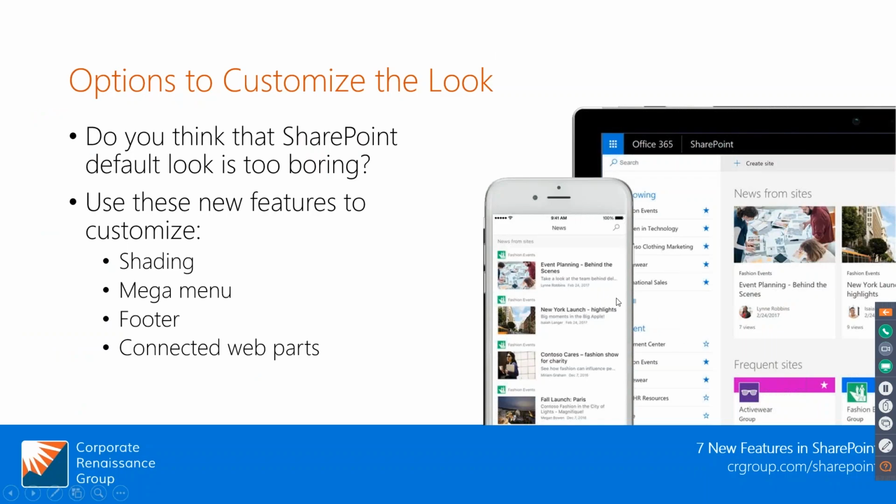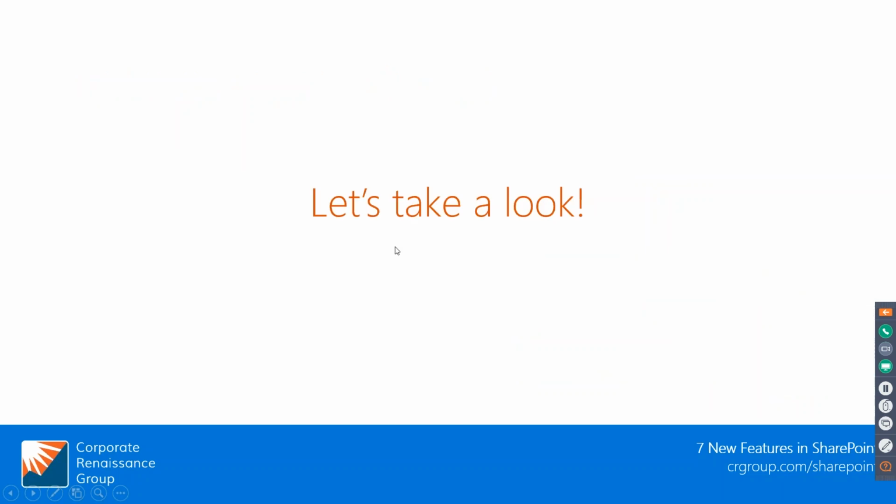Okay. So now we want to talk a bit about some of the new options to customize the look. If you think the SharePoint default look is too boring, or you just want to jazz it up a little bit, there's some new features that you can use to customize it. There's shading, there's the mega menu, there's footer, and you can do some connected web parts. As I said, there's some new features to customize the look of SharePoint. So we're just going to show some of these now.